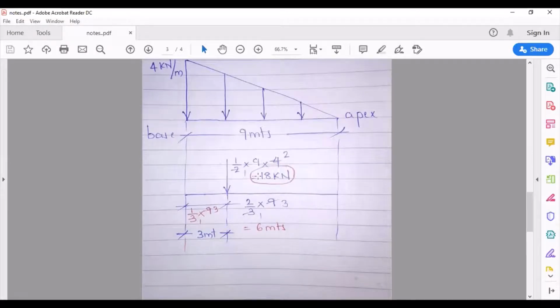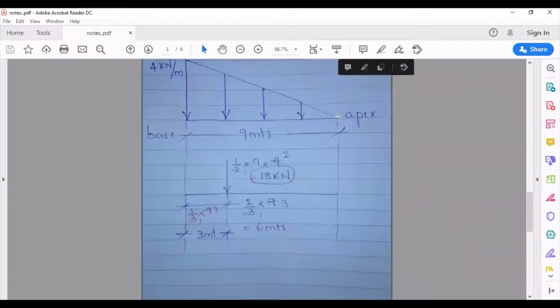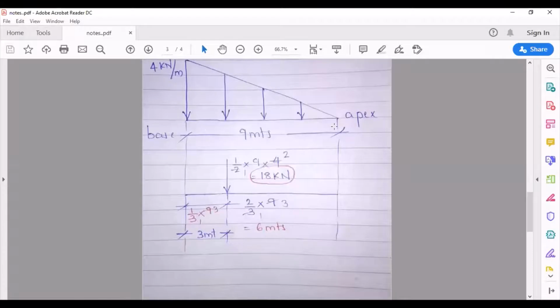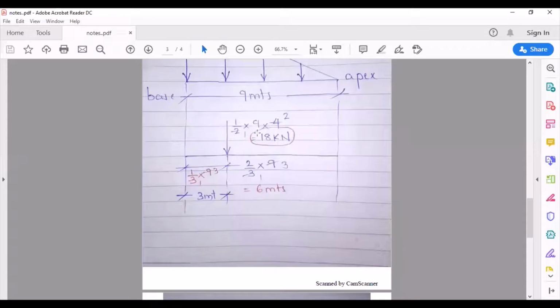Now the next question arises, where will it act? We know that the CG of a triangle is always 2/3 of the total length when measured from the apex, or it is 1/3 of the total length when measured from the base. I repeat, if you are measuring the distance from the apex, it will be 2/3 of the total length. If you are measuring it from the base, it will be 1/3 of the total length. Now let us see the calculation for this. We know that the length of the base is 9 meters, and we have got the point load as 18 kilonewton.